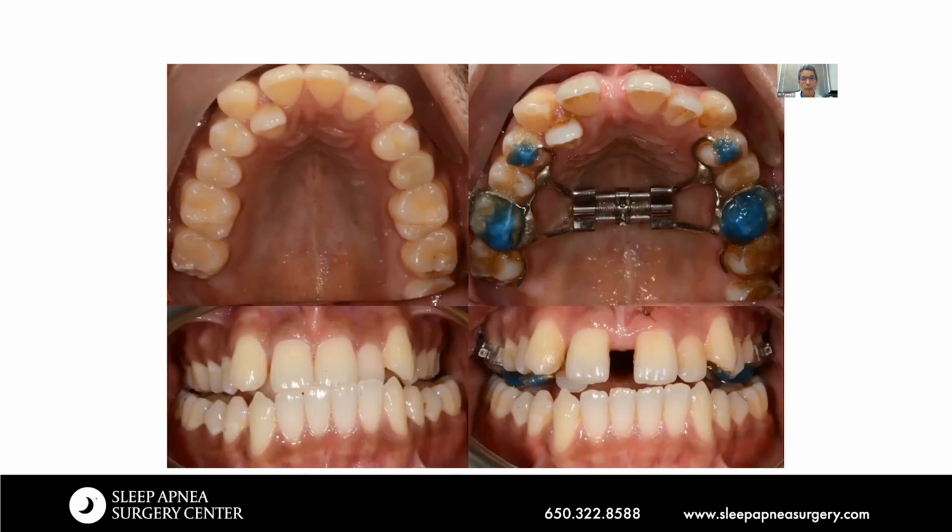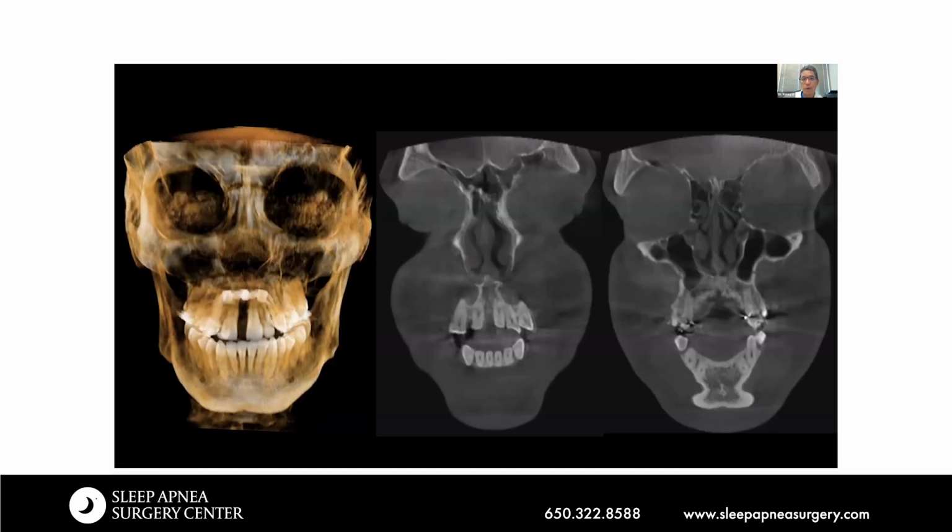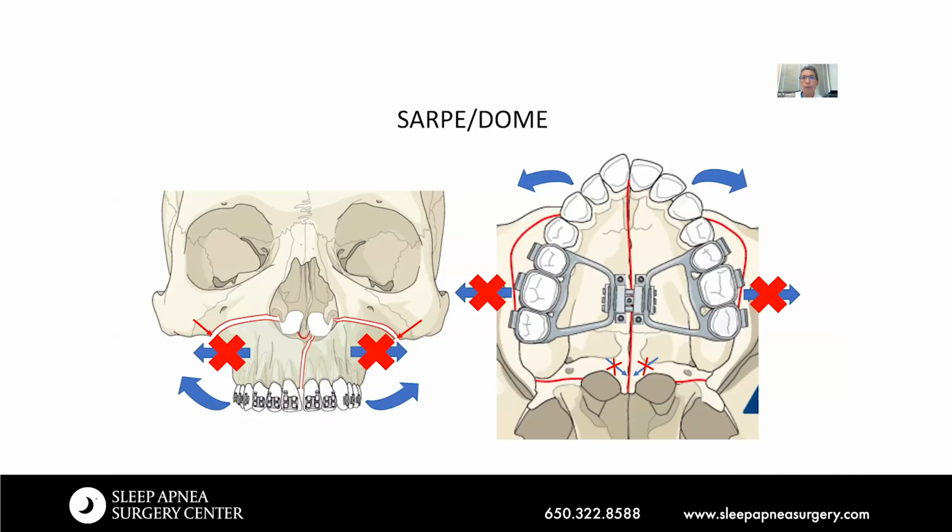This is another SARPE patient who came to see me from New York. He had a big diastema and he said, my nasal breathing is not better. It's been told to me before. You can see that the diastema is created, but there's no change in terms of nasal airway, okay? So we're just widening the jaw, not really affecting breathing, which is the objective.